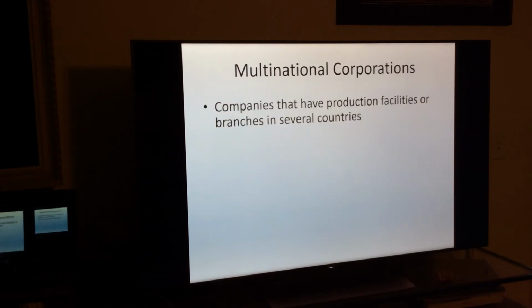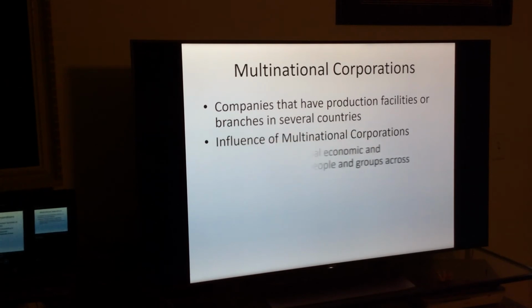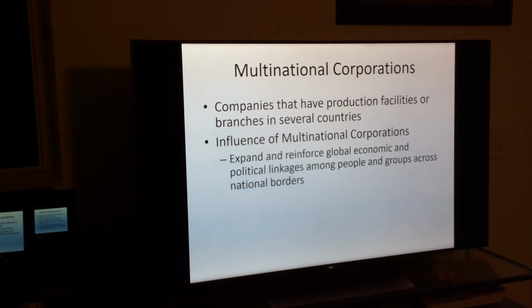Multinational corporations are companies that have production facilities or branches in several countries. We talked about that. Apple is one. McDonald's, Walmart. These companies are multinational corporations. They're all over the world. They expand and reinforce global economic and political linkages among people and groups across national borders. People in China that work for Apple want to see Apple do well. Same thing here.